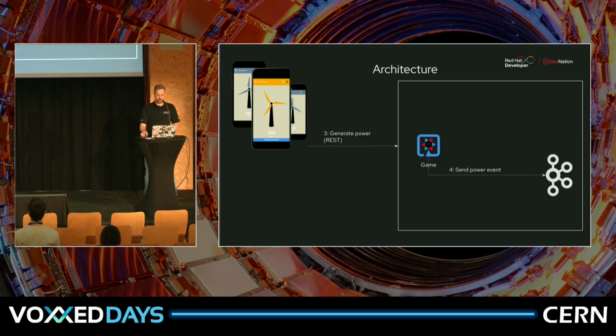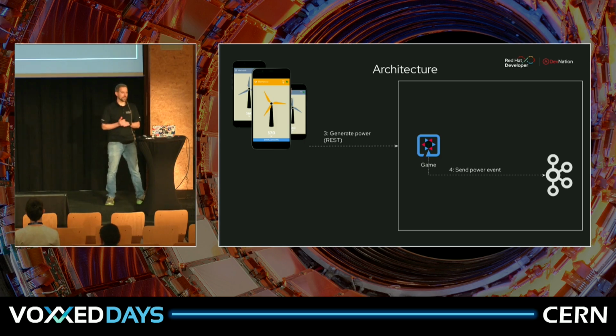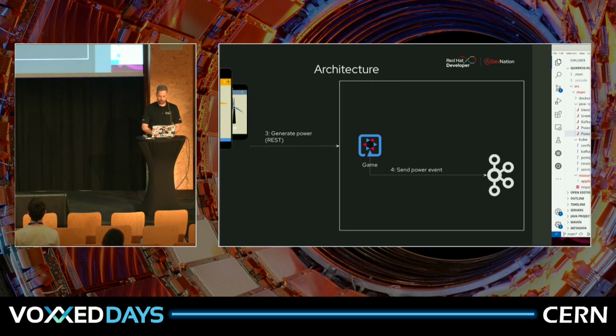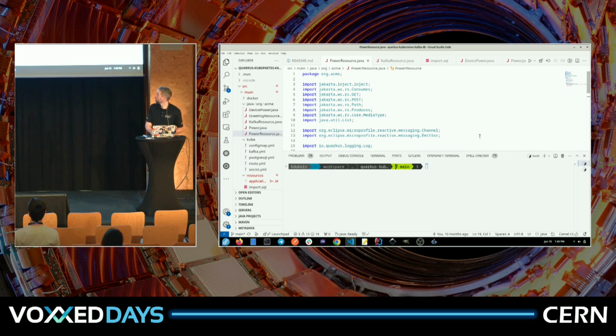So let's start with the first part, right? Let's do our MVP, if you will, of sending some requests and then sending them to a Kafka topic. So I'll go to my IDE here, and I hope that's big enough in the back? Good? Okay. If not, let me know.